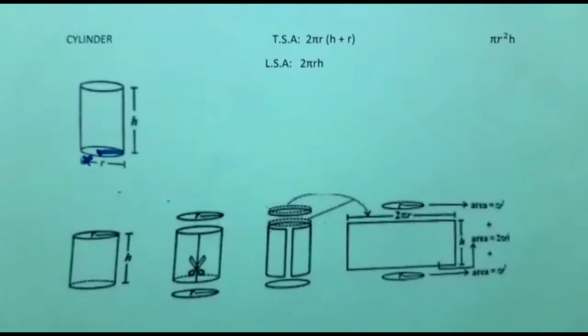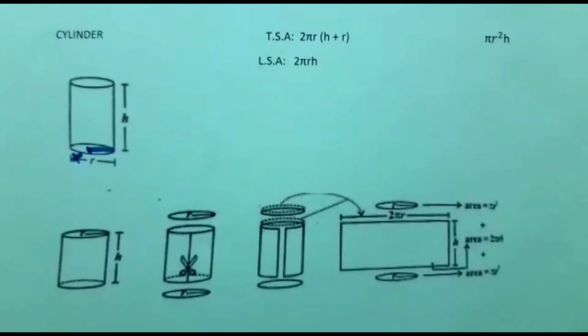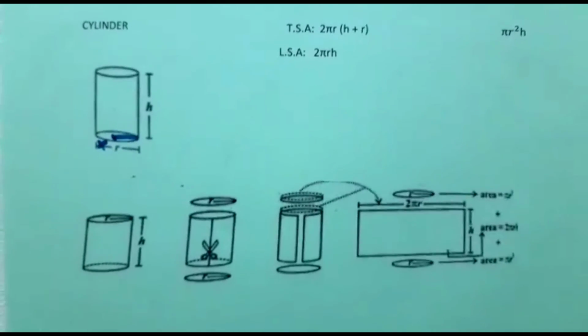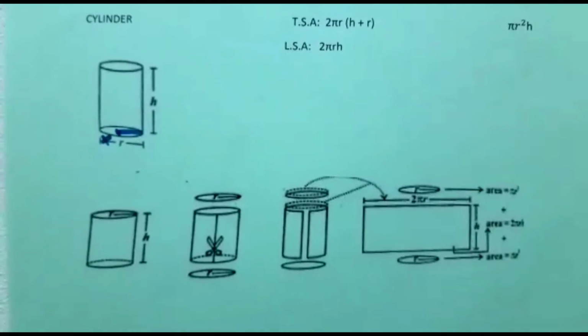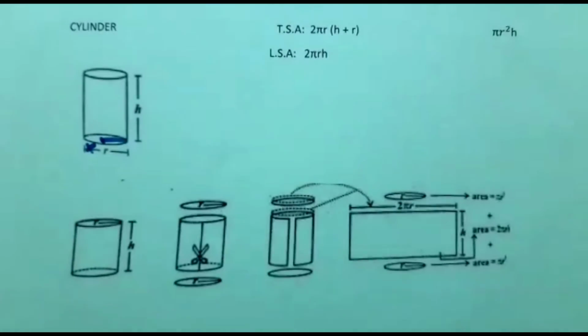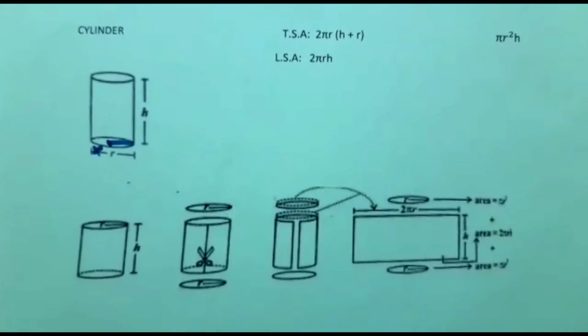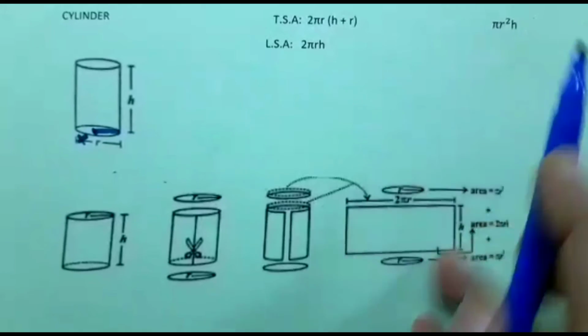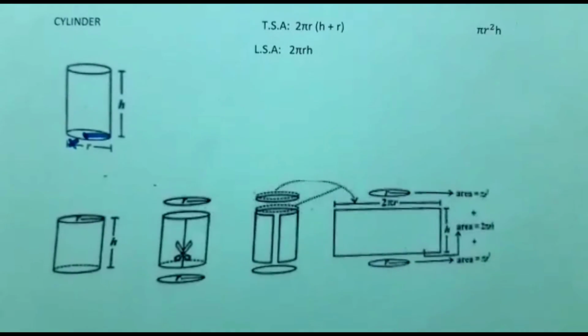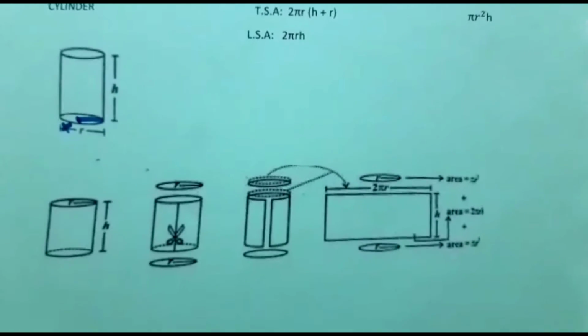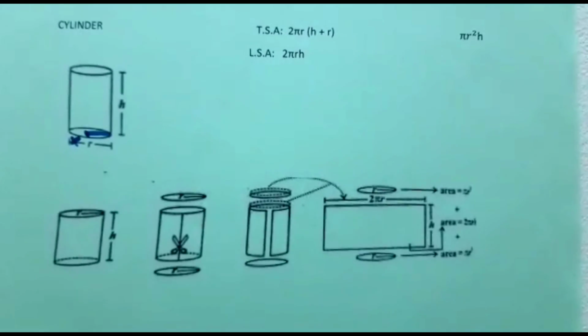We can find the volume also, with the same concept as the cuboid: the area of the base multiplied by the perpendicular height. Area of the base means the circle, and the circle area is pi r square. Pi r square multiplied by the perpendicular height h. So pi r square h is the volume of the cylinder.